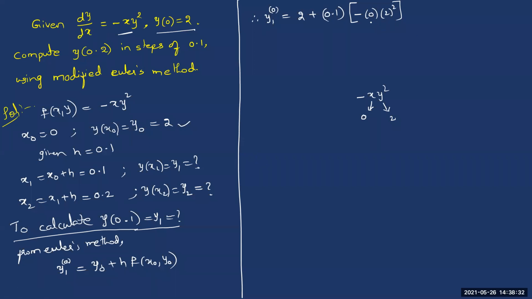And see here, these two are in product actually, right? So when you multiply 0 and 2 square, definitely the product is 0. So that in brackets, you will definitely get 0. And then when you multiply that 0 with this 0.1 outside the bracket, you'll get all of this as 0 only, right? When this is all 0, 2 plus 0, that's how we get y1 initial approximation as only 2. y1 initial approximation is simply 2 only.